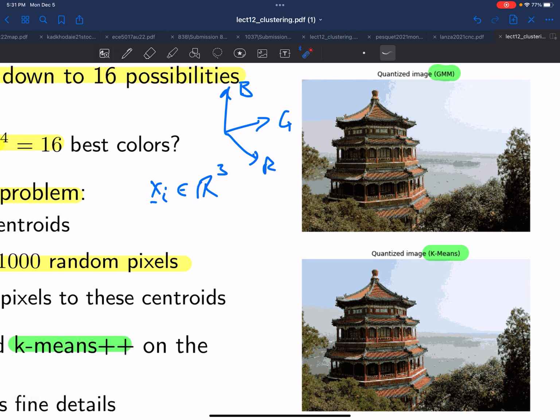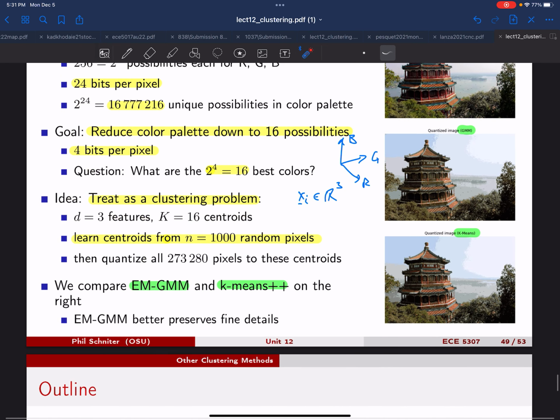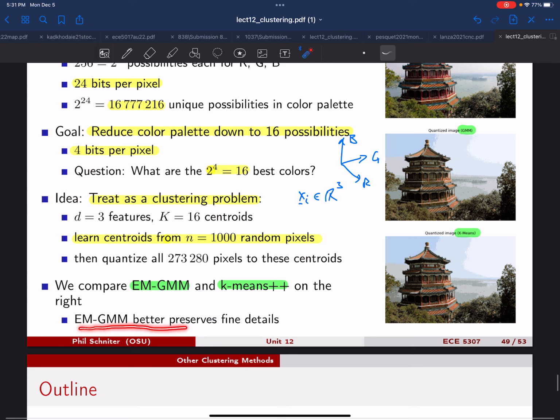Yeah, I think that's probably it. Also here you can see it's kind of weird to get this sky color here, whereas this is doing a better job at the horizon. But basically, we can see that this EM algorithm is doing a better job preserving the fine details because it's a more sophisticated approach. It's more general, also more computationally expensive.